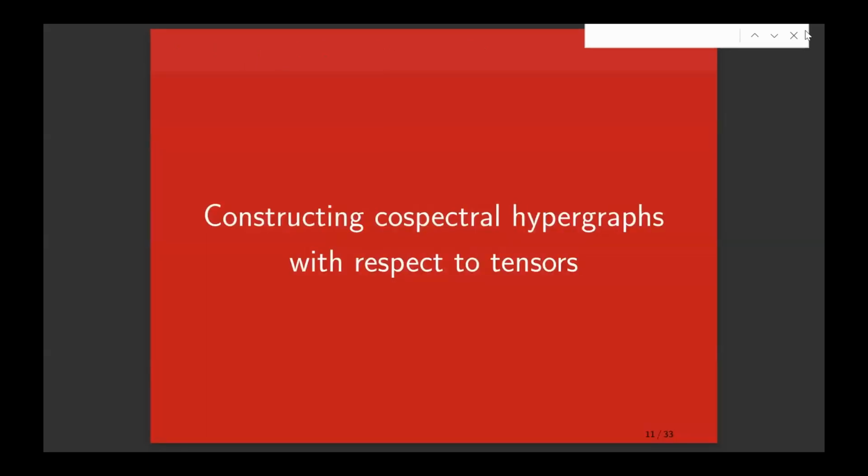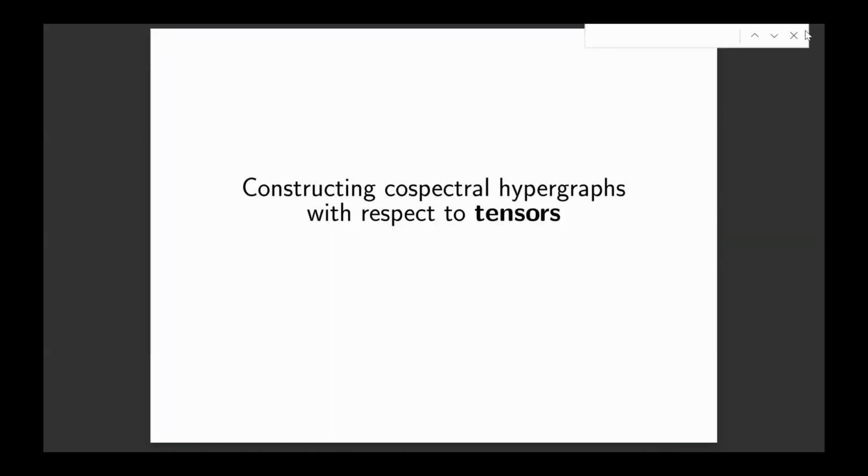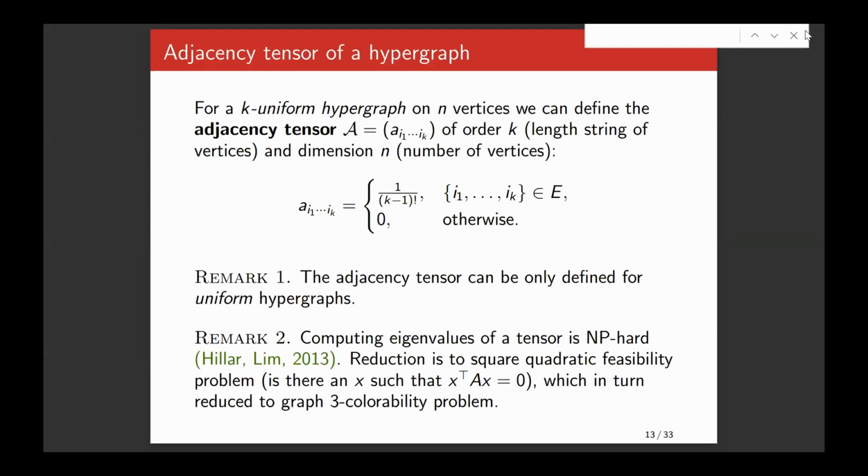So let's start with the construction of hypergraphs with respect to the adjacency tensors. First of all, I need to define what the adjacency tensor is. We say that a k-uniform hypergraph on n vertices has adjacency tensor A of order k and dimension n, where k is the length of the string of vertices and the dimension is just the number of vertices you have in total. And you define it as this. Okay, so we will see an example in a second that might be more illustrative than the definition.